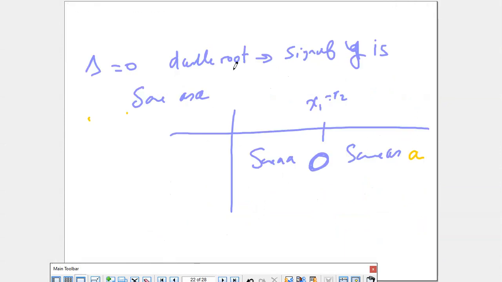So delta zero, double root, the sign of y is the same as a. So when I do the table, I have the double root here that gives me zero, but I have the same sign as a, same sign as a.